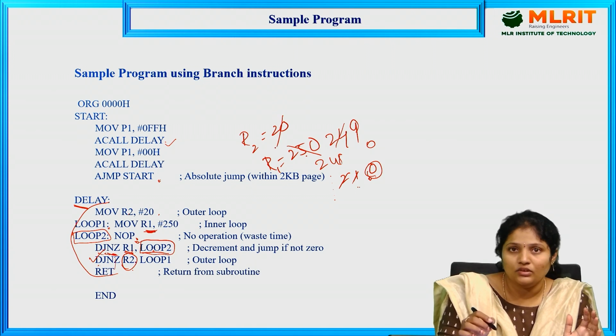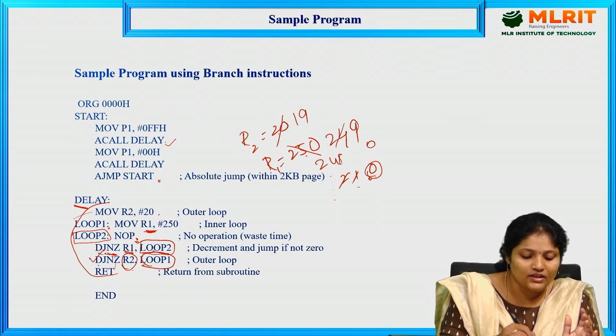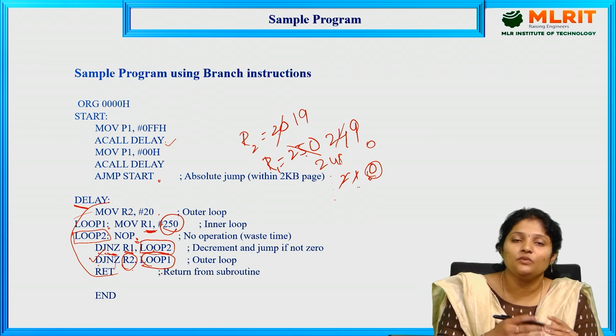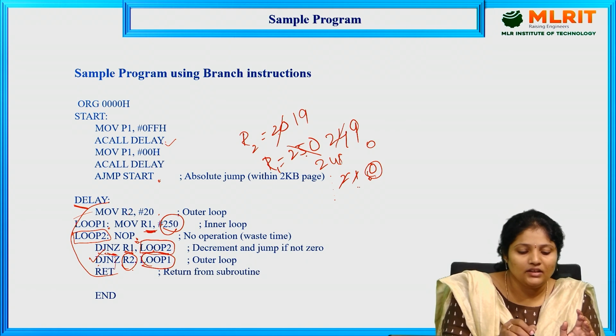Now this outer loop will get executed. So 20 will be decremented and become 19. The condition will not be satisfied, so as I said, in loop 1 again R1 is moved to 250. This will be repeated until the time is complete, and then the condition will come back here.